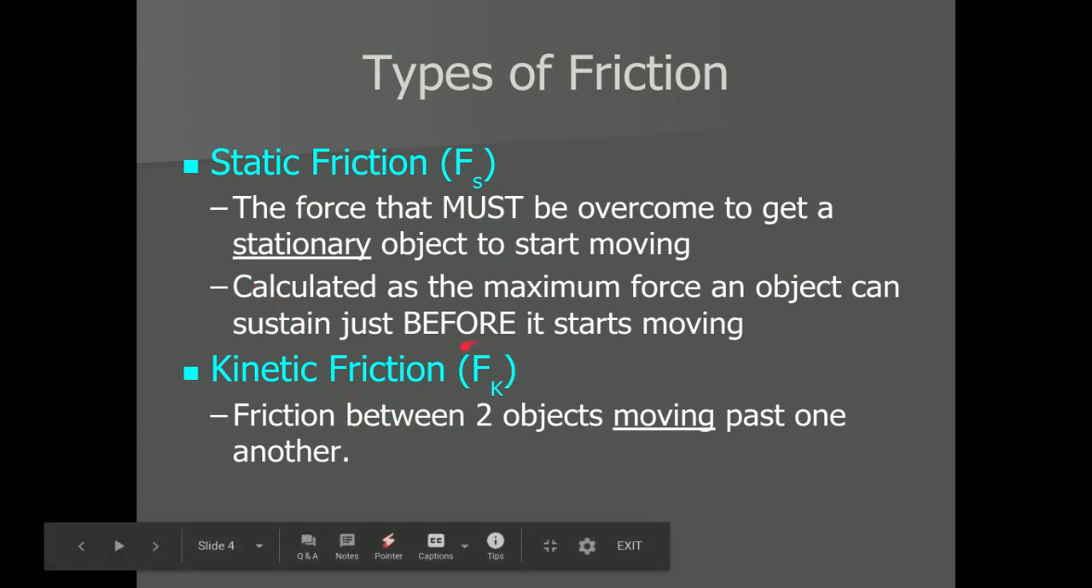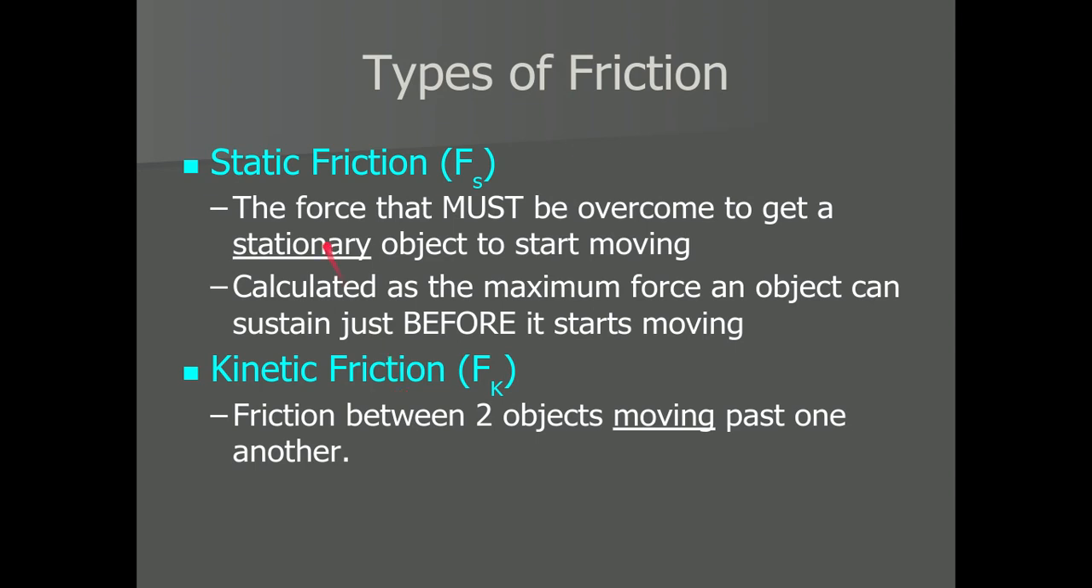Kinetic friction is F of K. It's the friction between two objects moving past one another. So anything with movement, it's the type of friction that applies there. If you already have a couch that's moving, it's a little easier to keep it moving than it was when it was still.